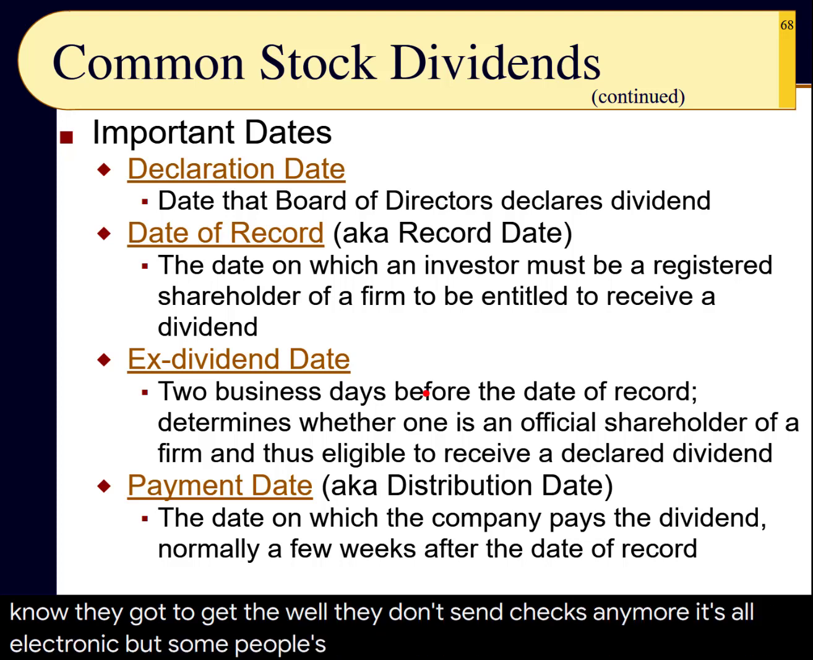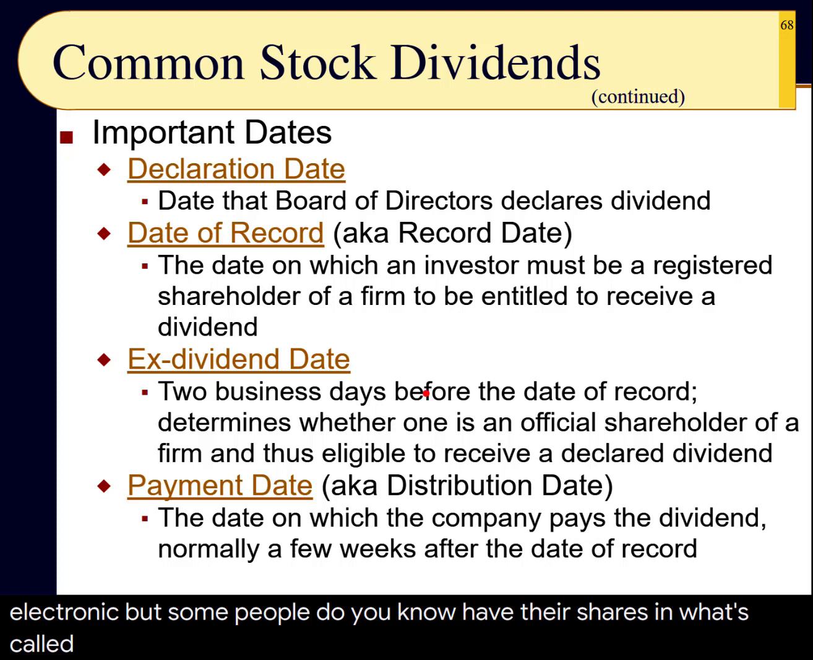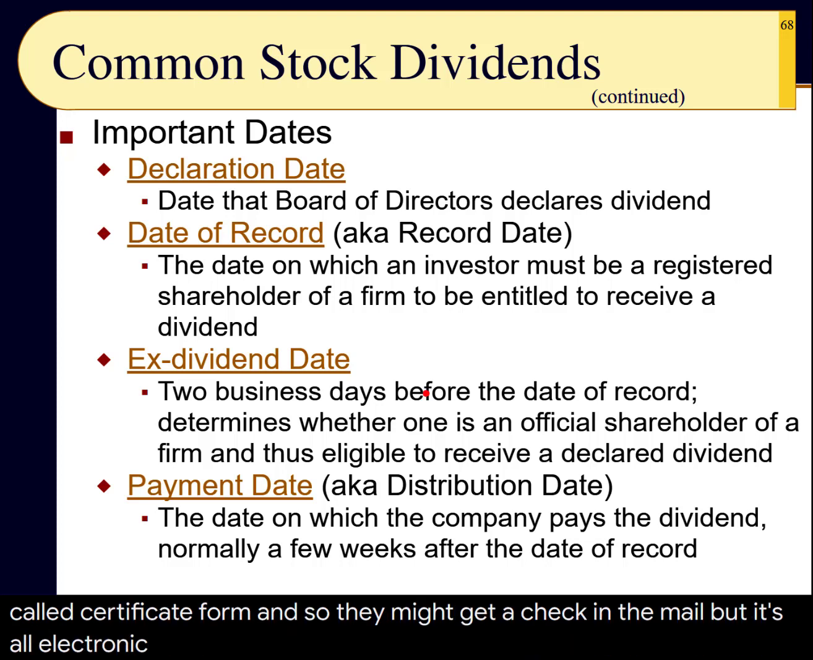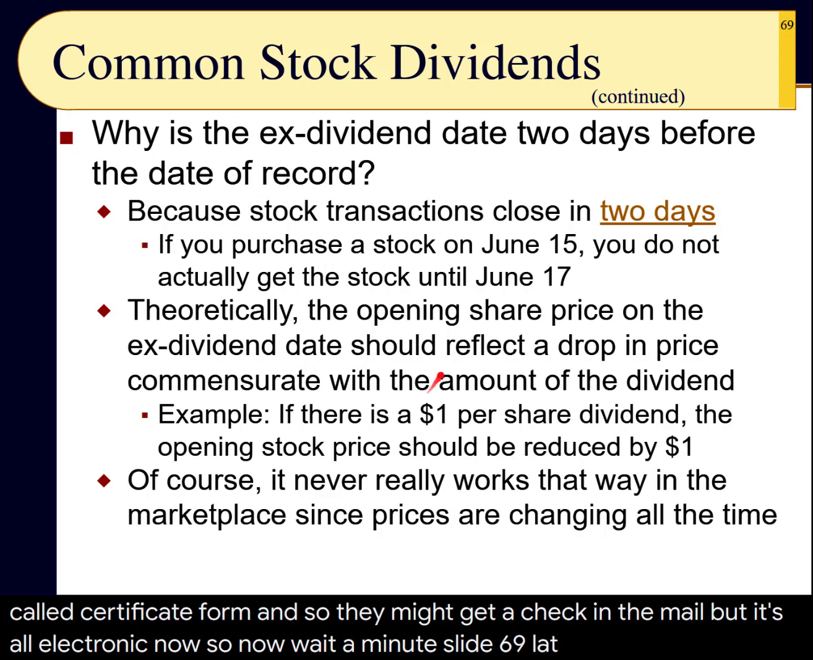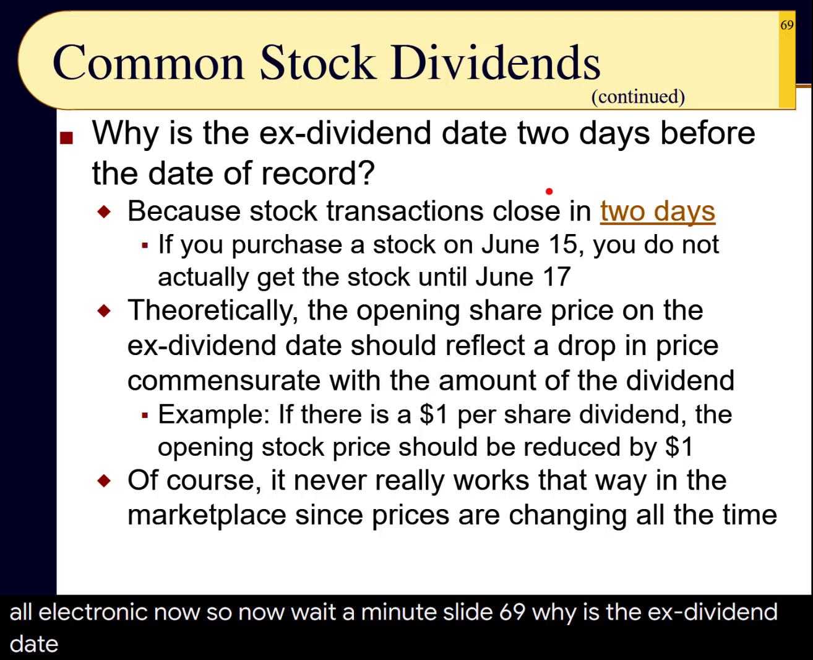But some people still have their shares in what's called certificate form, and so they might get a check in the mail. But it's all electronic now. So now, wait a minute, slide 69. Why is the ex-dividend date 2 days before the date of record?